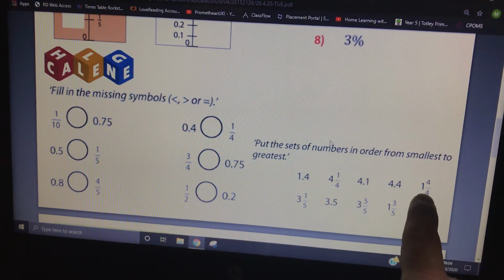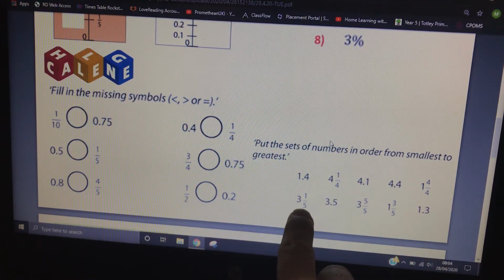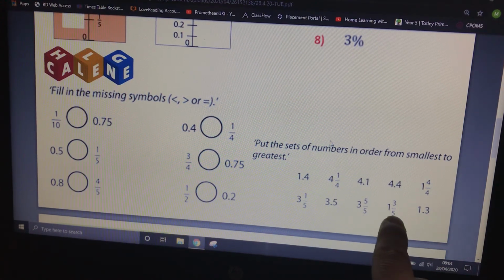That one became 2. That one became 3.2. That one became 4. And that one became 1.6, I think. I think she made them all decimals, and she said it was dead easy. So, good luck with that.